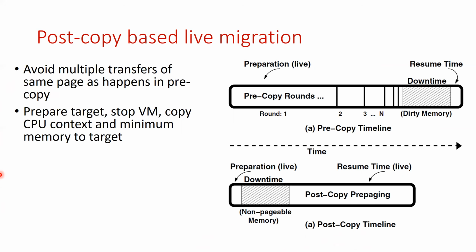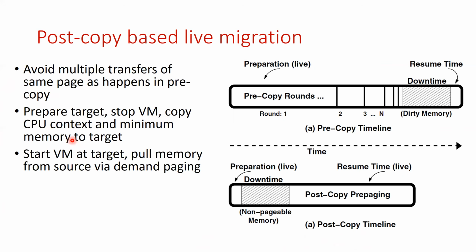So how does post-copy work? You'll prepare the target, stop the VM, copy the CPU context and whatever bare minimum memory is needed. That is called non-pageable memory, right? For which a page fault should not happen. Such memory you will copy to the target, and you will resume the VM at the target.